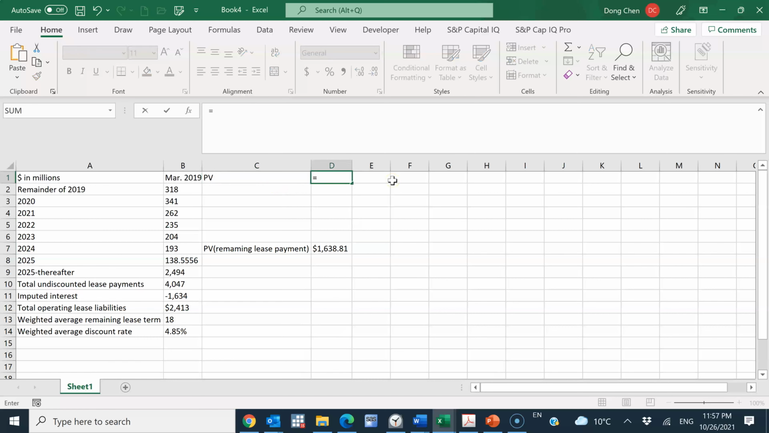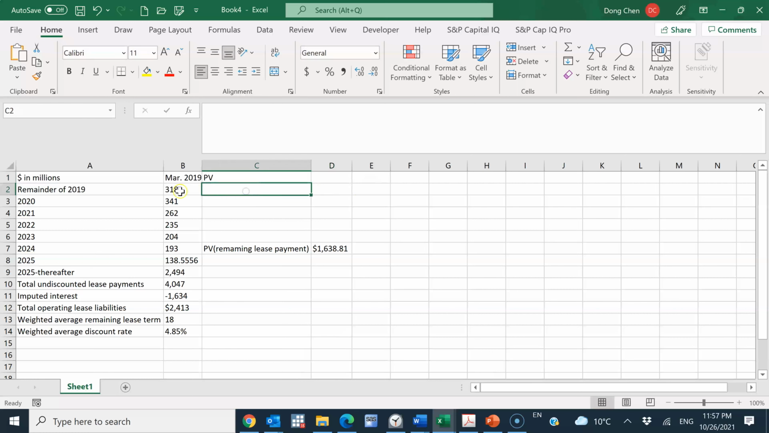You can also follow the book and calculate the present value of the first payment and the present value of the second payment and the present value of the third payment and so on and so forth. And then you add all those present values up. And then, of course, don't forget the present value of this terminal lease payment. And then you add all those present values up, and then you're done. But actually, Excel has an even simpler way to calculate this.